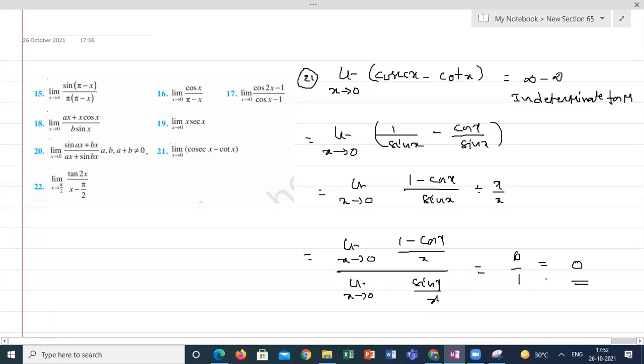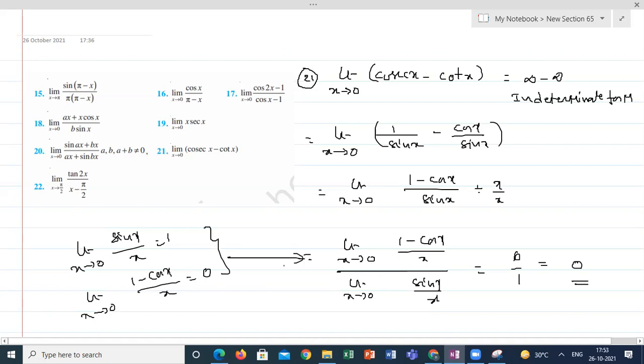Anyone having any doubt in this question, students? You have to write why it is 0. We already know the formulas. Limit x tends to 0, sin x by x is equal to 1. Limit x tends to 0, (1 minus cos x) by x is equal to 0. So with the help of these two formulas, I substitute here, and my final answer is 0. Can we move to the 22nd one?